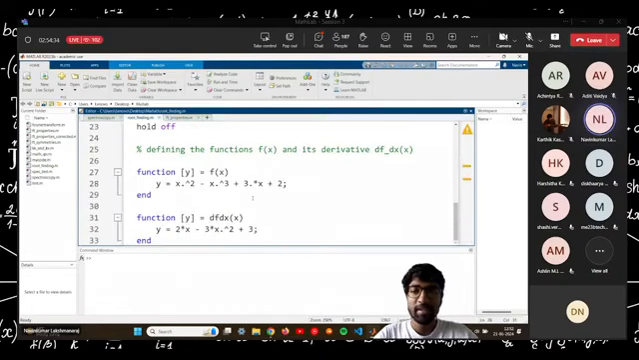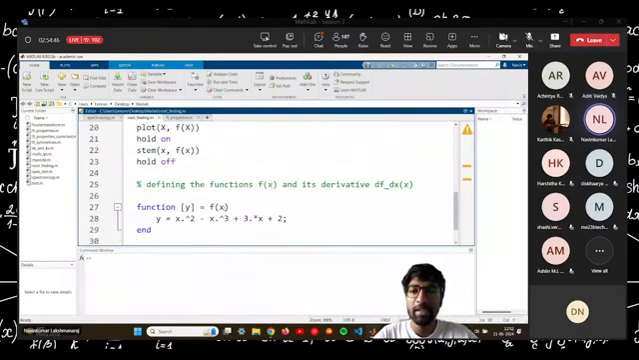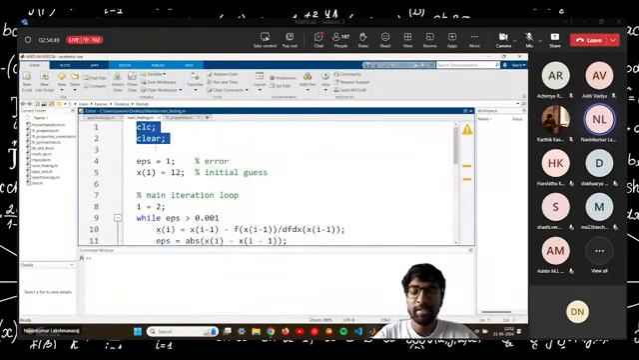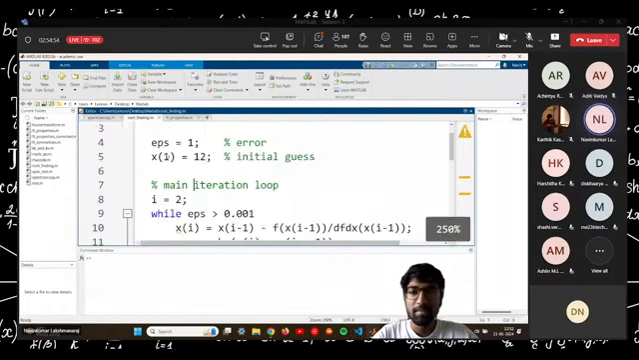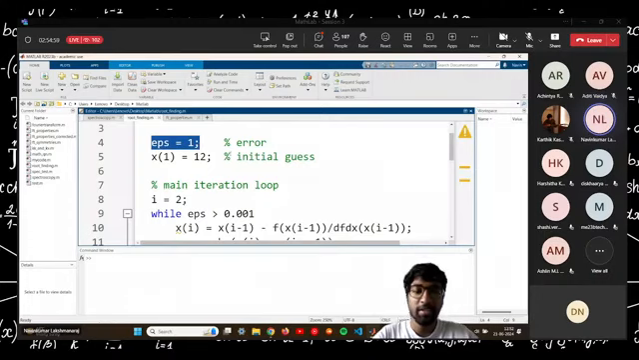At the same time, using the standard rules of differentiation, I've also figured out df by dx, which becomes 2x minus 3x squared plus 3. Now, these functions are defined by hand. What we can do is first clear the terminal and do all that business. And what I do is this. First, I have a term called epsilon. It's not used for calculating the error. It's a good estimate of the error that's there in an iterative procedure.